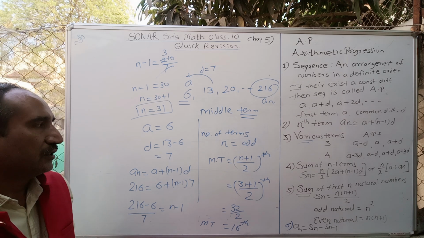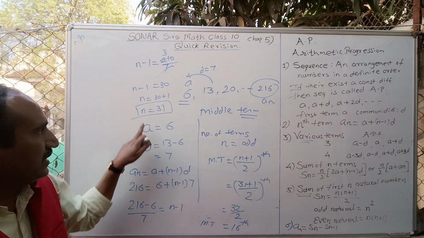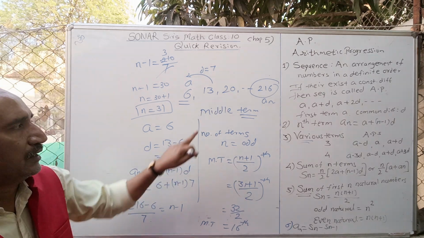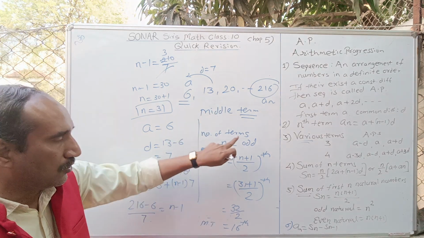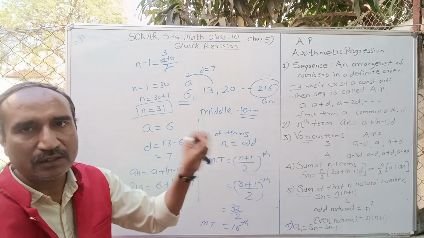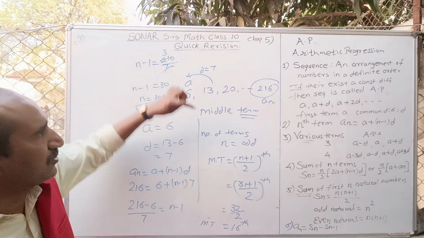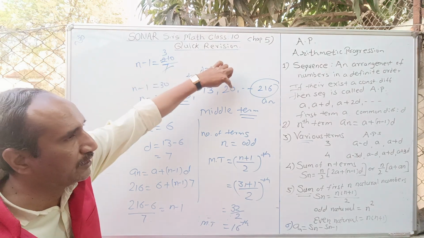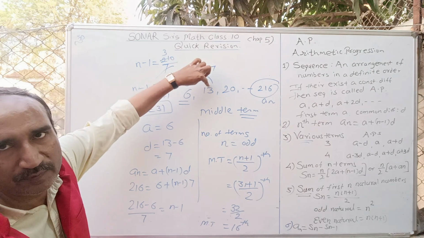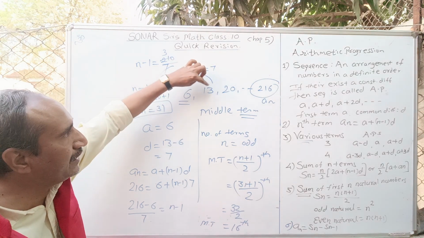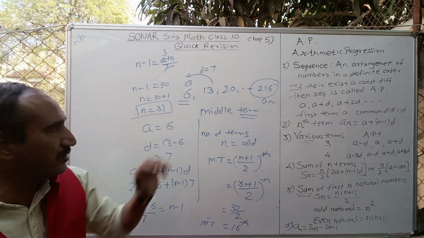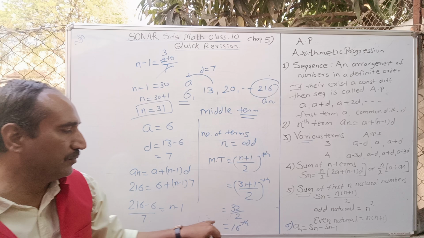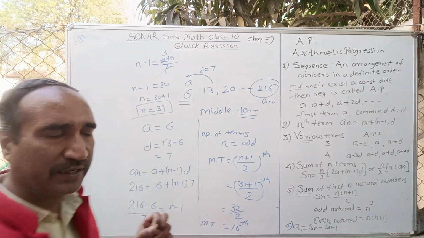If it is an even number of terms, that is n is even, at that time we have to divide only n by 2. And for an odd number, (n plus 1) upon 2 is the middle term. Now what is the middle term? Actually if these are the 3 terms, then 13 is the middle term. N plus 1, that is 3 plus 1, 4, 4 upon 2, that is the second term will be the middle term. In this way, if the terms are 31, then 31 plus 1 is 32, and the 16th term will be the middle term.